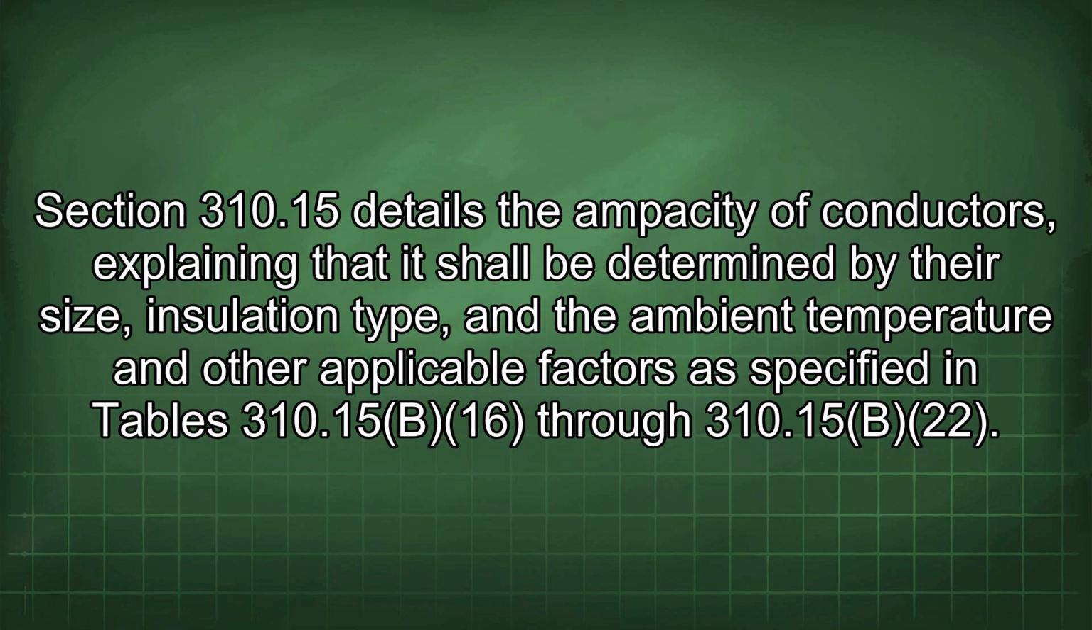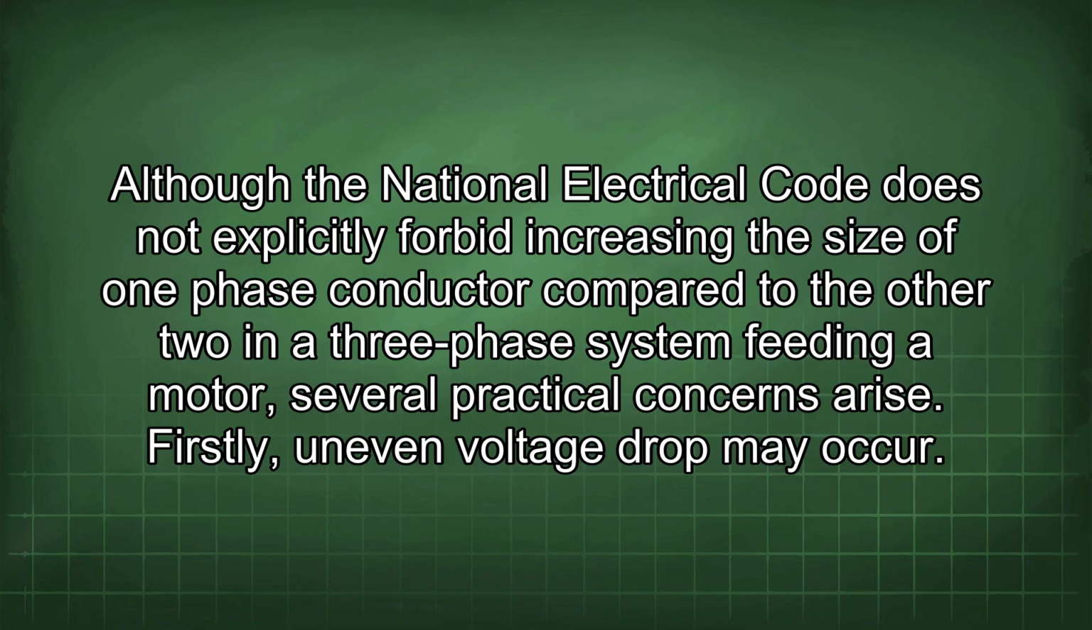Section 310.15 details the ampacity of conductors, explaining that it shall be determined by their size, insulation type, and the ambient temperature and other applicable factors as specified in Tables 310.15(B)(16) through 310.15(B)(22). Although the National Electrical Code does not explicitly forbid increasing the size of one-phase conductor compared to the other two in a three-phase system feeding a motor, several practical concerns arise.